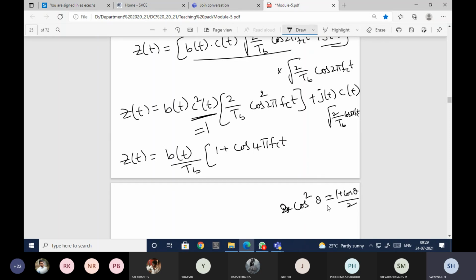Cos square theta can be represented as 1 plus cos 2 theta by 2. So the same thing I have represented here. Here I have 2 cos square theta. In place of theta you have 2 pi fct, so it is 1 plus cos 2 into theta, where theta value is 2 pi fct, plus j of t into c of t root 2 by Tb cos 2 pi fct.